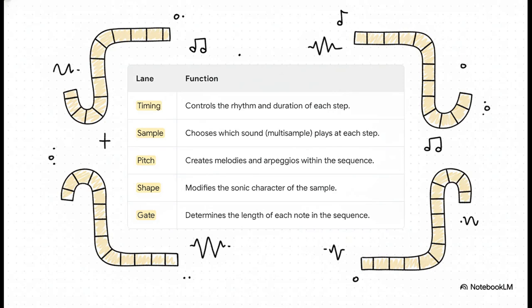So you've got a lane for timing, that's your rhythm, one for the sample, that's the actual sound being played, one for pitch, that's your melody. You get the idea. But here's where it gets truly wild. Each of these lanes can have a different length. So your timing lane could be 7 steps long while your sample lane is only 5. This is how you create these incredibly complex, shifting polyrhythms that feel like they never repeat the same way twice.